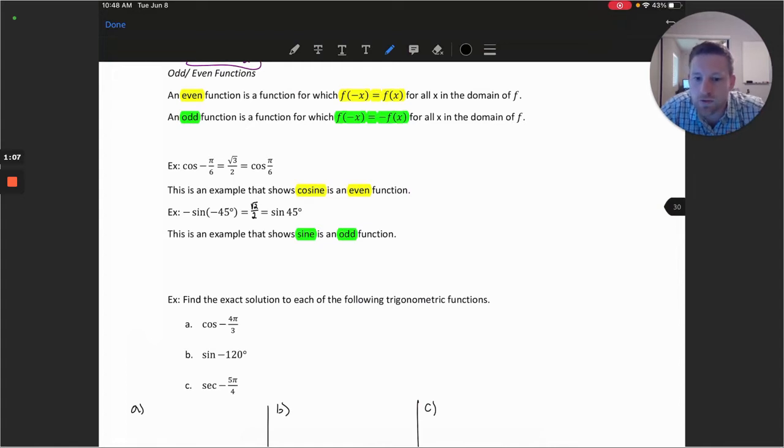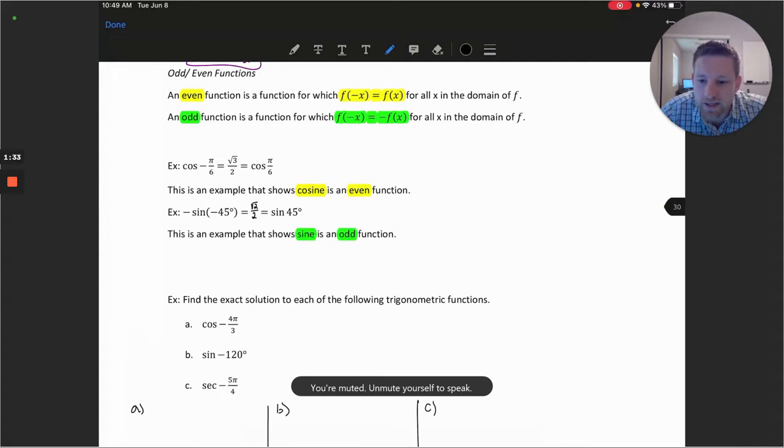The sine function, on the other hand, is an odd function. As an example, negative sine of negative 45 degrees is equal to sine of 45 degrees. This is given as the example that sine is an odd function. So when we negate the angle and negate the outer sine, we will get the same result for the sine function.